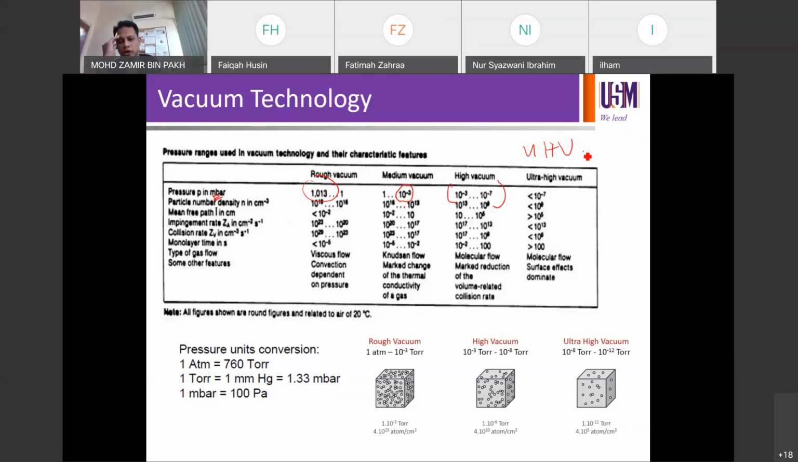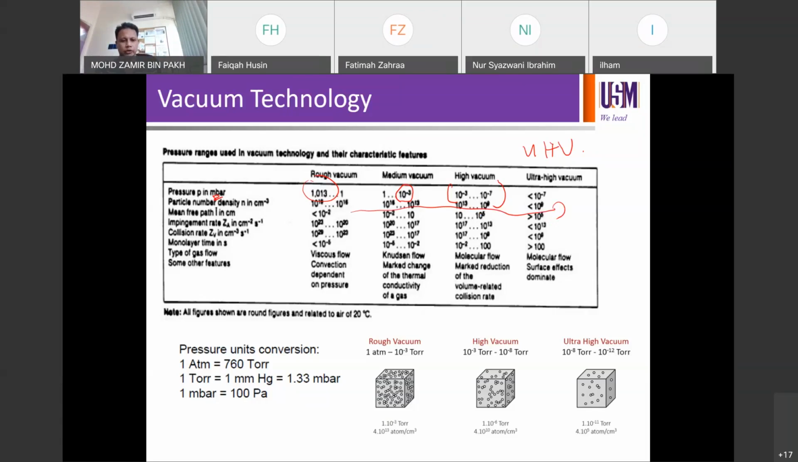Okay, so each vacuum region that we're talking about here, medium, high, ultra high, requires a different pump to do the job. You can see some of the information in the table here. If you're talking about particle number per unit cube, you can see a significant reduction going from the left to the right, so less and less particles.